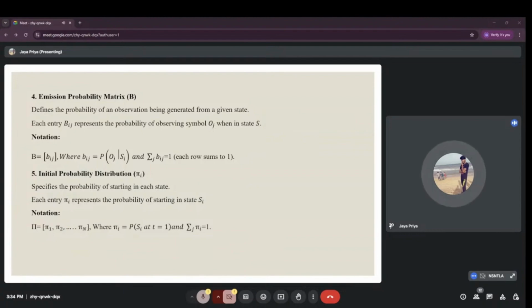The next component, the initial probability distribution, is defined by pi. It specifies the probability of starting in each state. Each entry pi i represents the probability of starting in state Si.